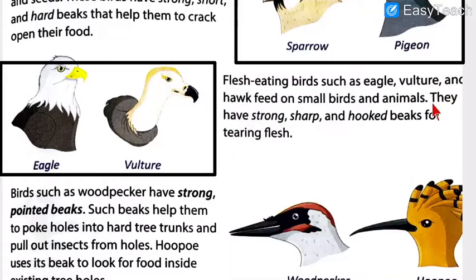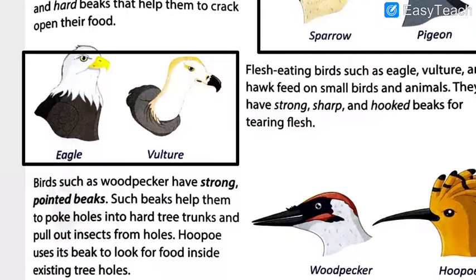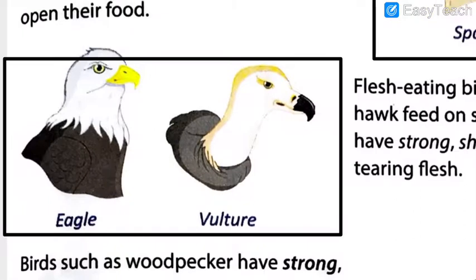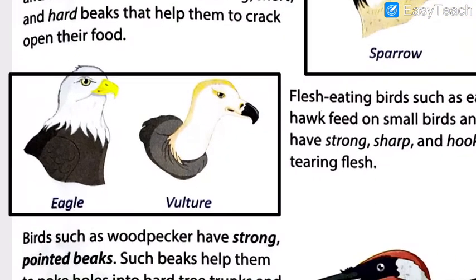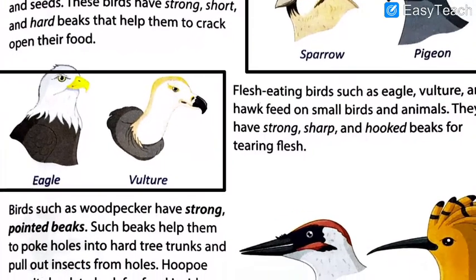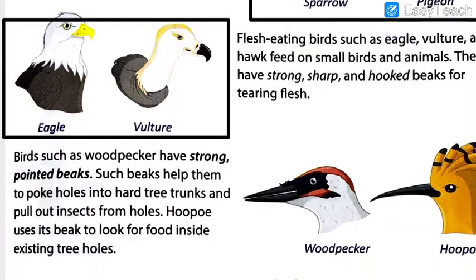Let us read further. They have strong, sharp and hooked beaks for tearing flesh. Correct? So they eat the flesh of other animals. Accordingly their beaks are capable of tearing the flesh. The beaks are very strong and sharp, also hooked. If you can see here, I will zoom in the picture, how hooked they are. Yes, they are a bit curved. So it is easy to tear the flesh once they catch their prey.